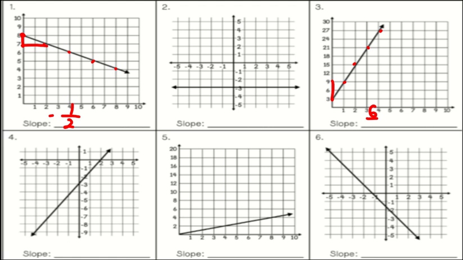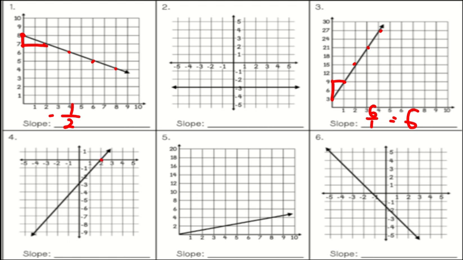Now, my run, the left to right, I'm going from 0 to 1. 0 to 1 is how far? 1. What's 6 over 1? 6. Is that a positive or negative graph? Positive. All right. Everybody good with that? All right. Then let's look at number 4.